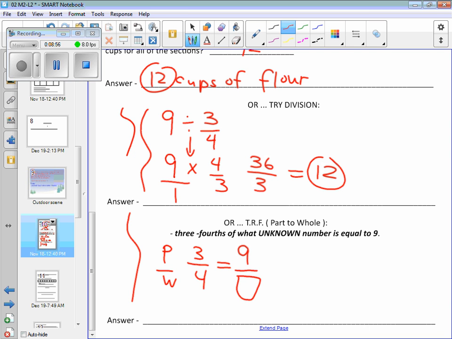And now you have an equivalent fraction. 3 times what makes 9? Remember this back from module 1? 3 times 3. Do the same to the bottom. And look at that, you get 12 as well.